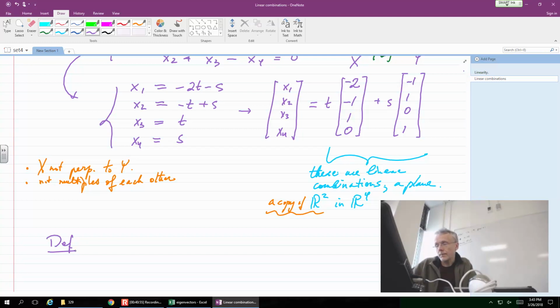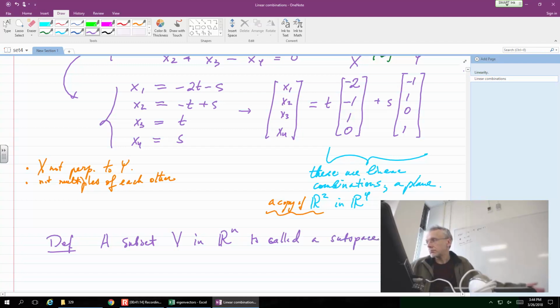So, a subset first. Well, I don't have to explain what a subset is. Say V in R^n is called a subspace. A subset is a smaller set. Do we need to talk about that?